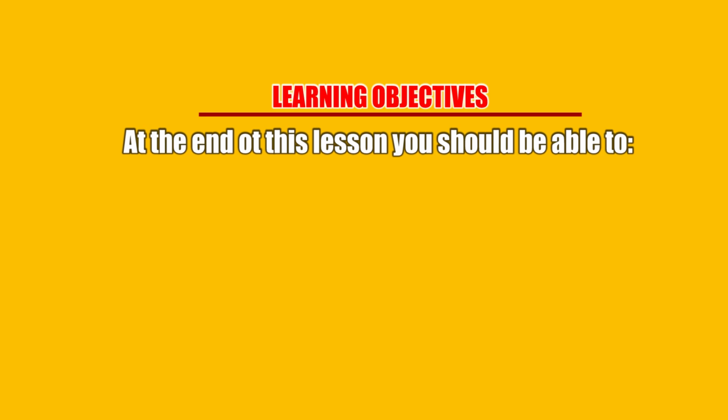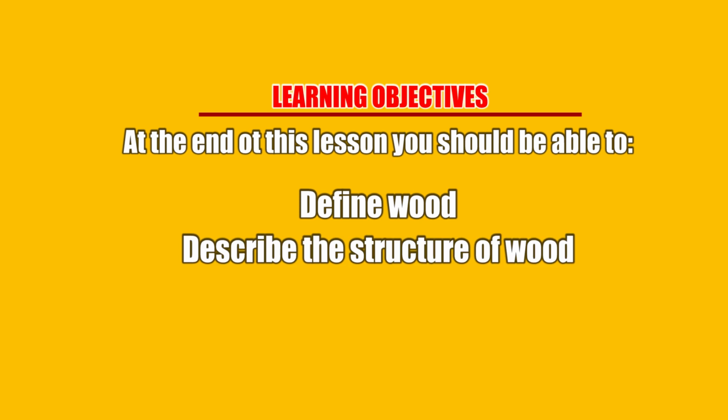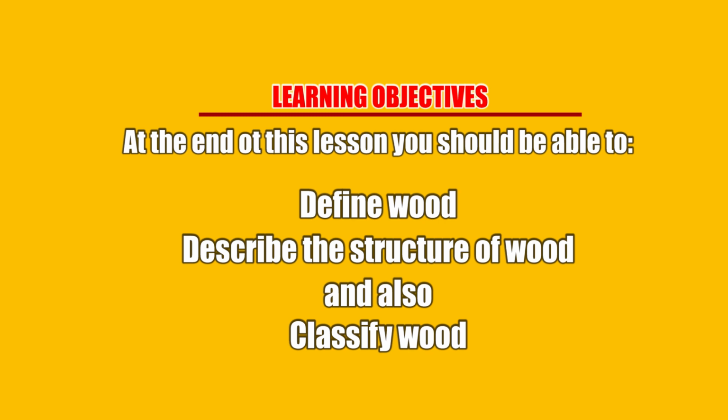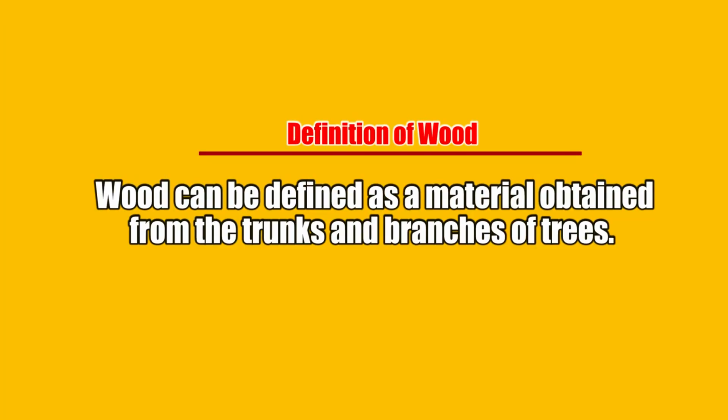Well, in order to help us understand this topic properly, we are going to be looking at it under 3 subheadings. What I mean is that at the end of this lesson, you should be able to define wood, describe the structure of wood, and also classify wood. Now let's go to the first subheading, definition of wood. Wood can be defined as a material obtained from the trunk and branches of trees.